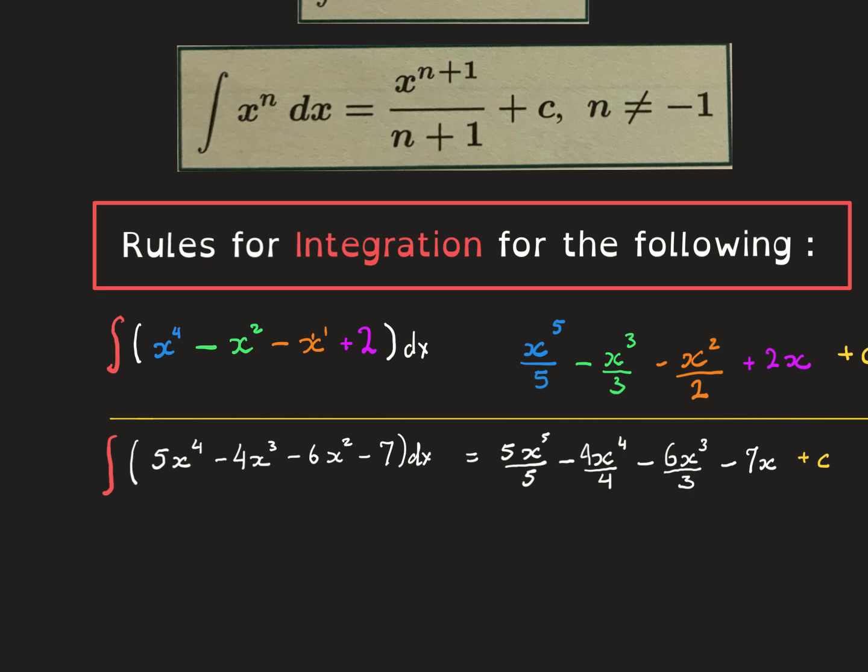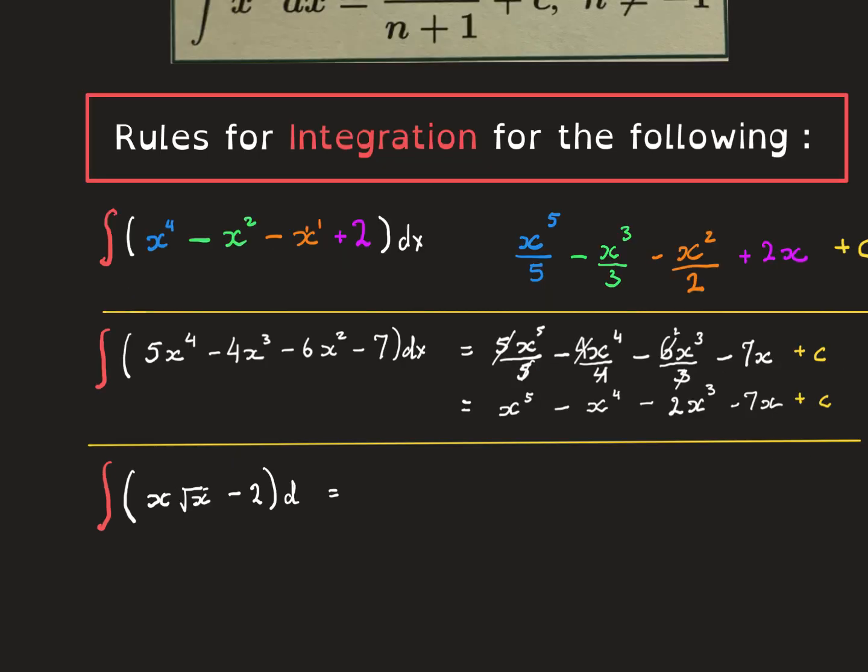But we also should simplify this. We do not need the 5 and the 5, so this would just become simply x to the power of 5. We also don't need the 4 and the 4, so this will be just x to the power of 4. And in here we can just divide that by 2, and we will just have 2x to the power of 3. And the last one stays, minus 7x, and it's followed by the constant c.